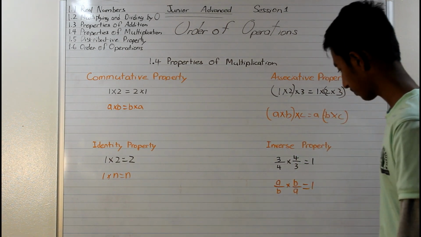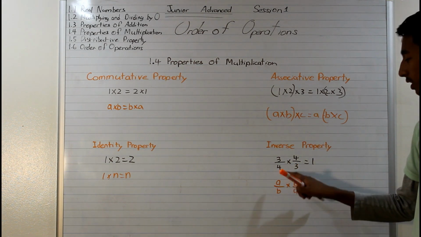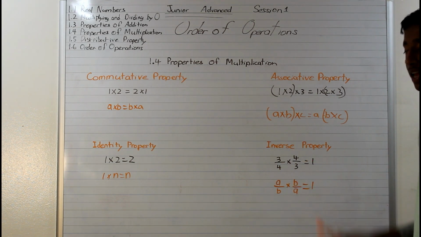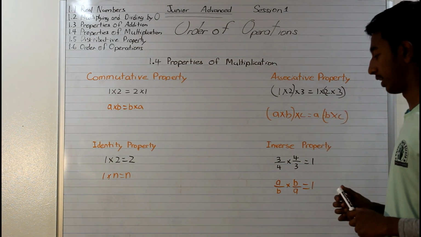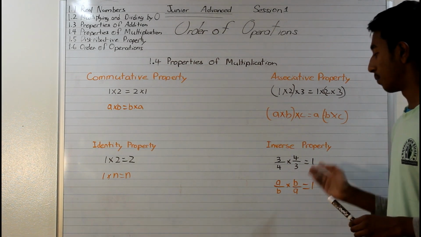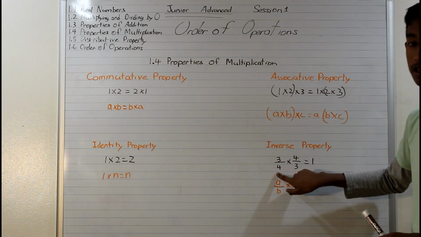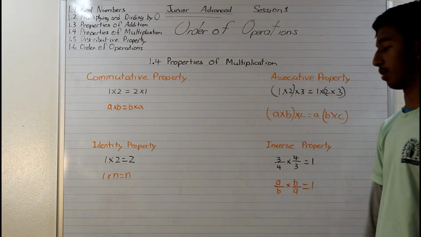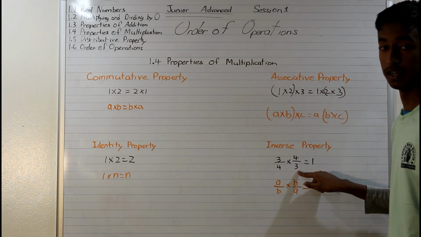Now the inverse property. In the inverse property, the inverse of a number times the number equals 1. Now here the definition of inverse is slightly different compared to the properties for addition. In the properties for addition, we saw that the negative of the number is its inverse, but here it's its reciprocal. By reciprocal, I mean you take the original number and you flip what's on the top with what's on the bottom of the fraction. That becomes the reciprocal. So the reciprocal of 3 over 4 is 4 over 3.